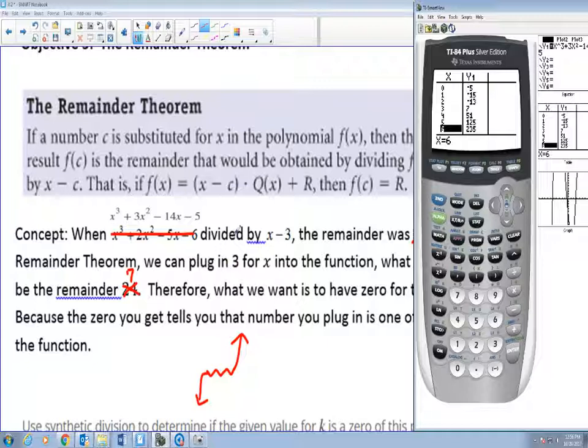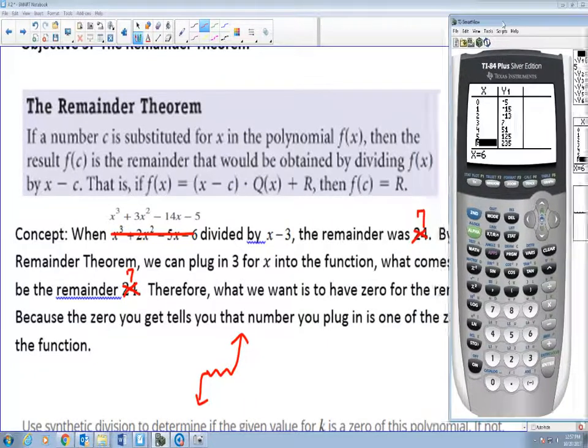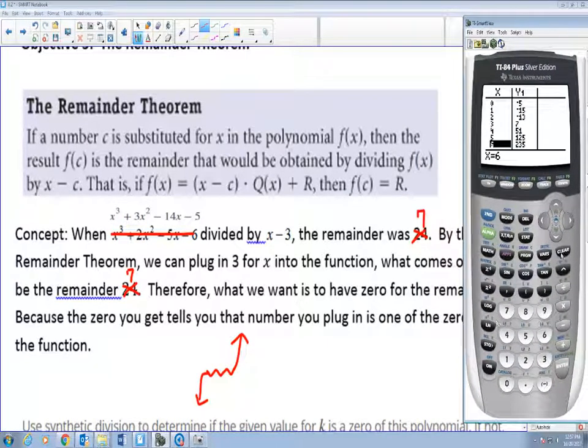So if you graph any polynomial that we did before where the remainder was 0, you will see that for the number you used for the synthetic division, the y value will be 0. So we still have a lot to learn before we can truly find the zeros of any polynomial function.